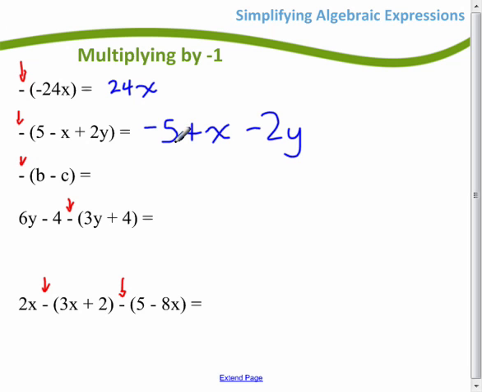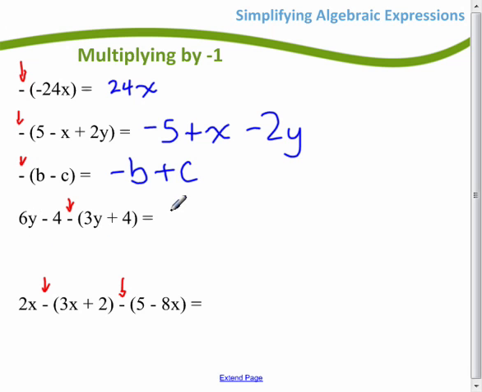Now I can't do anything more with those because none of them are like terms, so I'd be finished right there. The next one, I have a minus out front, so I have to change the b to a minus b. And I have a minus c, I must change it to a plus c. Again, unlike terms, that's as far as I can go. That one's right.